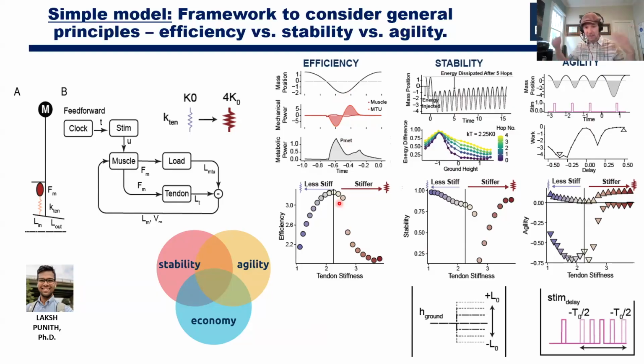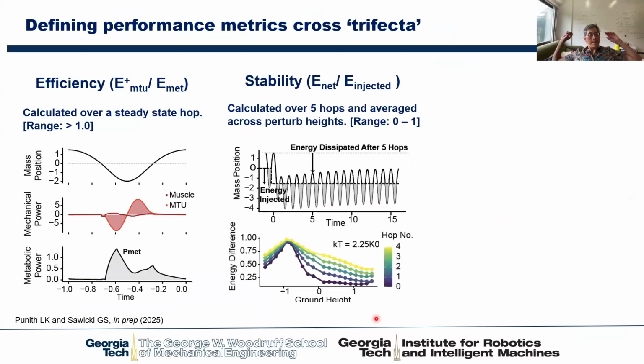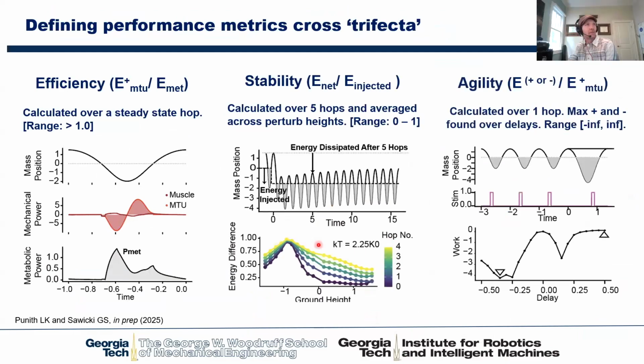So this idea of a common currency of energy, I think, makes it nice to then think about multi-objective systems where we might want to have our cake and eat it too, do well at all three. I already talked about this a little bit, but let's focus on stability and agility now.